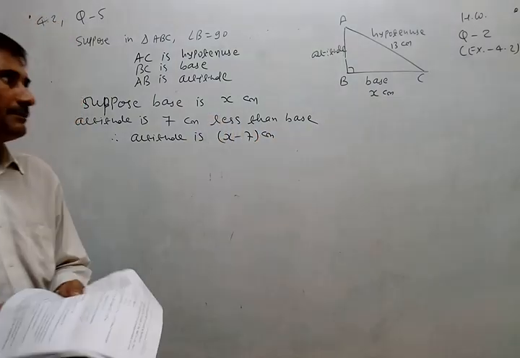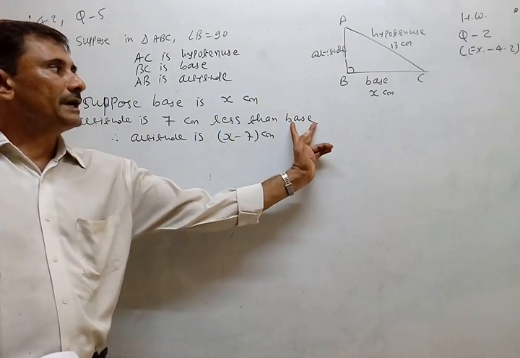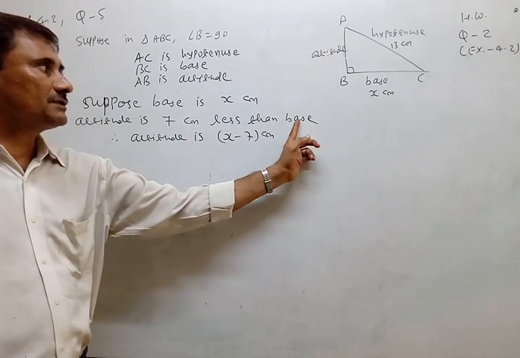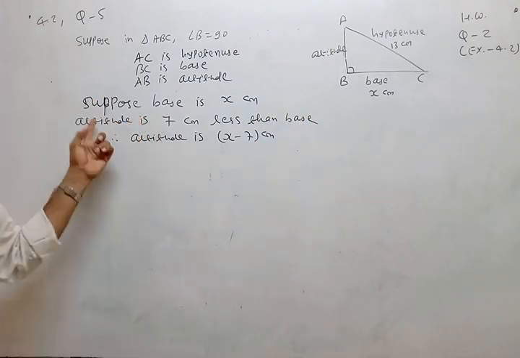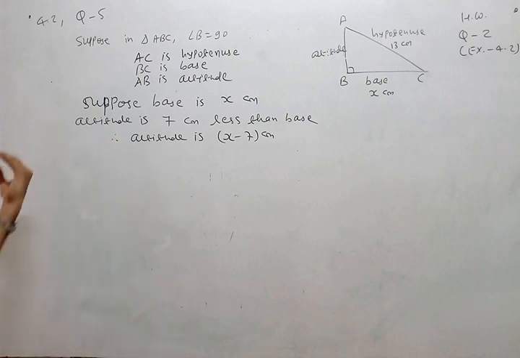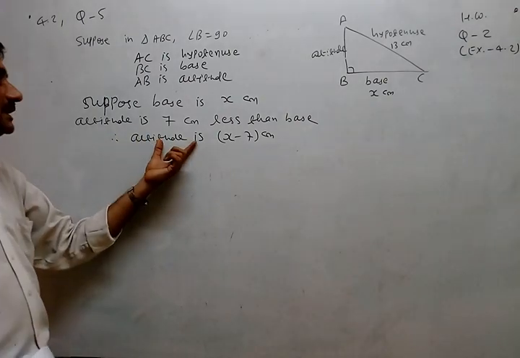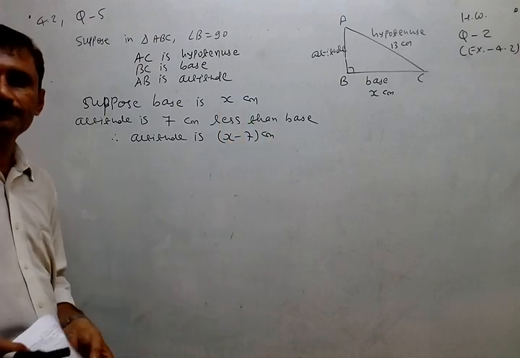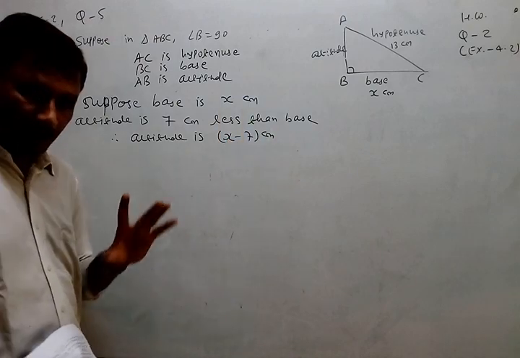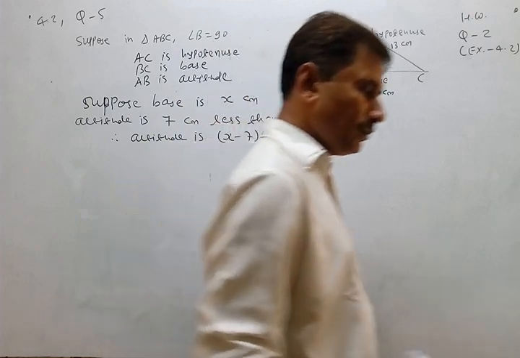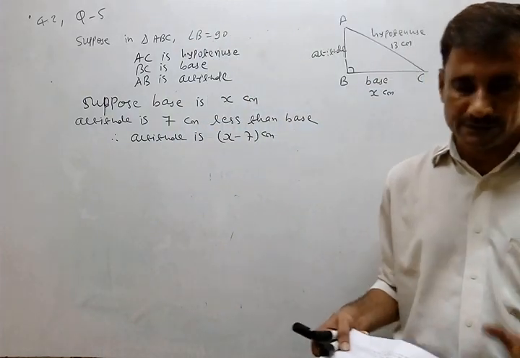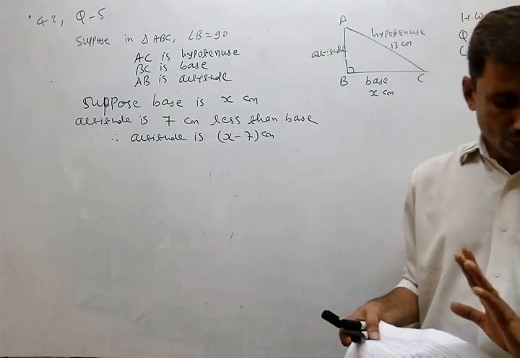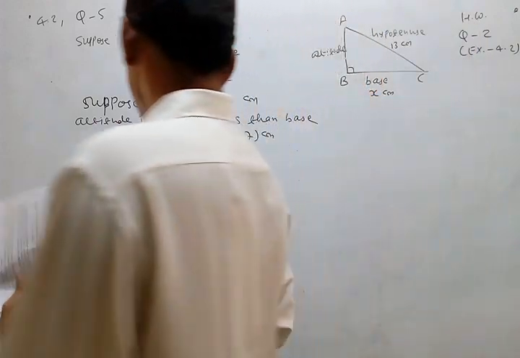That's why we suppose the last word first, so that very easily we can suppose the first word. Seven centimeter less than base. So base is x, so altitude is 7 centimeter less. Now you know, whenever a right angle triangle is there, always Pythagoras formula is used. So we have to use Pythagoras formula.